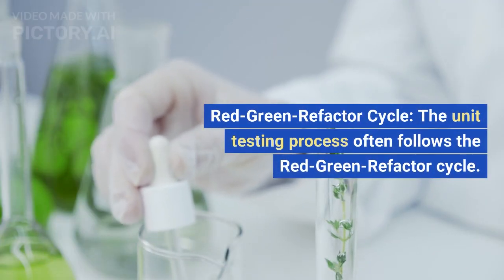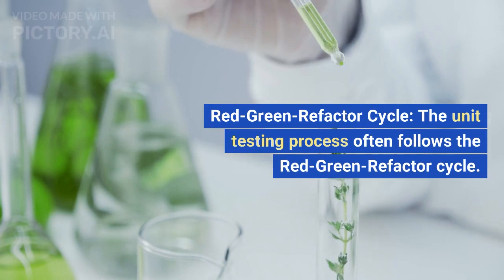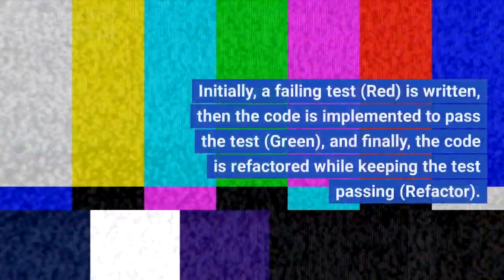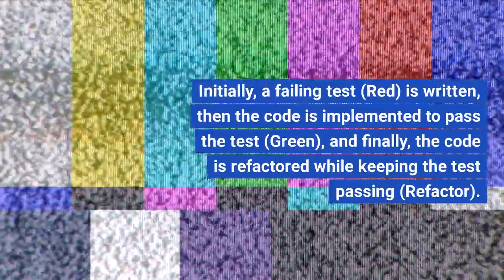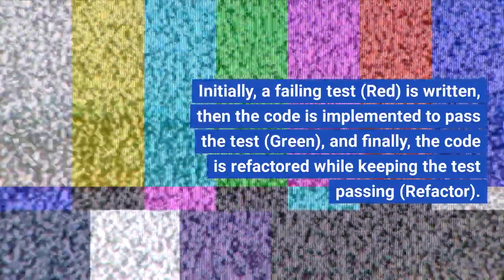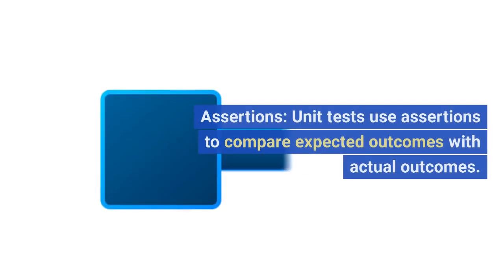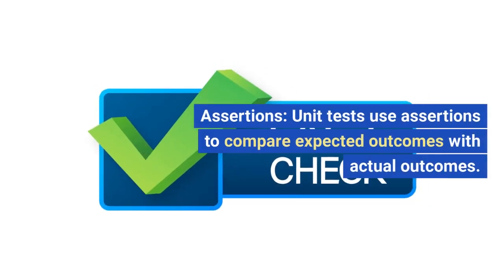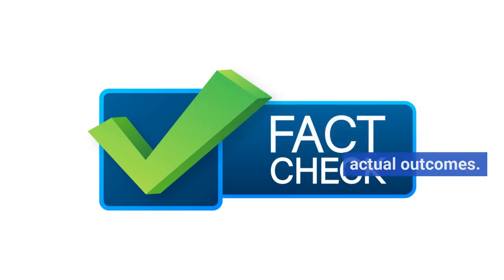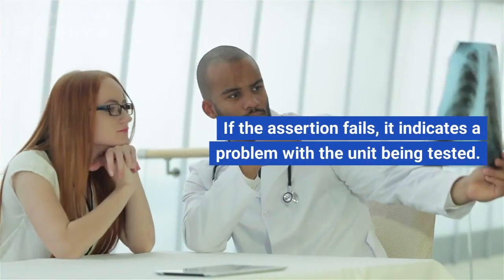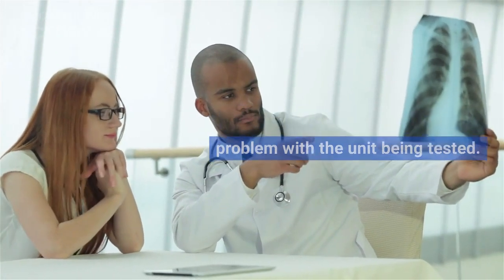Red-green refactor cycle. The unit testing process often follows the red-green refactor cycle. Initially, a failing test, red, is written, then the code is implemented to pass the test, green, and finally, the code is refactored while keeping the test passing, refactor. Assertions. Unit tests use assertions to compare expected outcomes with actual outcomes. If the assertion fails, it indicates a problem with the unit being tested.